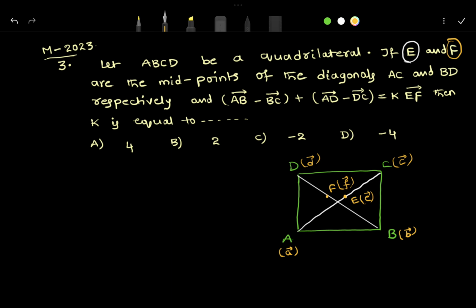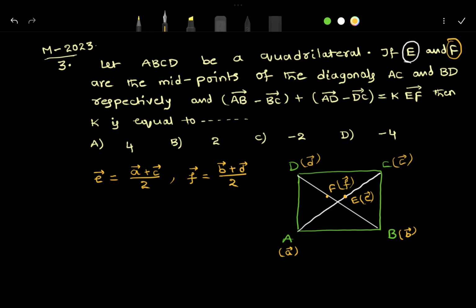Now E is the midpoint of AC, which means e bar is equal to a bar plus c bar, whole divided by 2. And F is the midpoint of BD, so f bar is equal to b bar plus d bar, whole divided by 2. I hope everyone is clear on this.